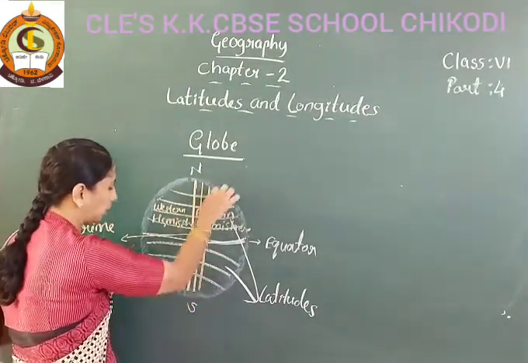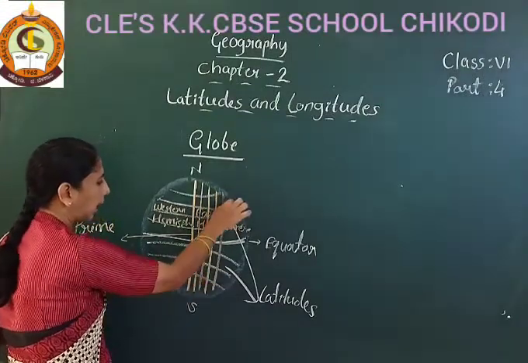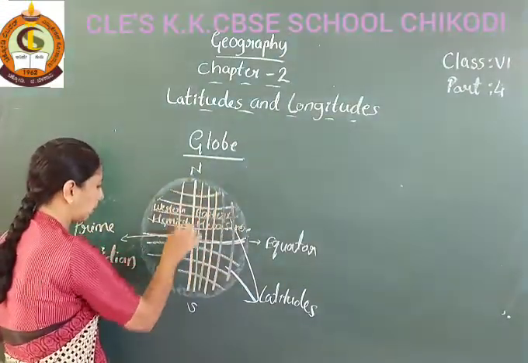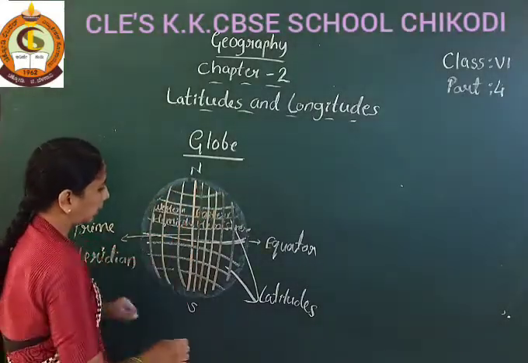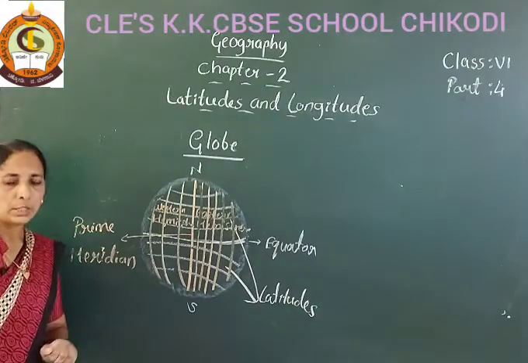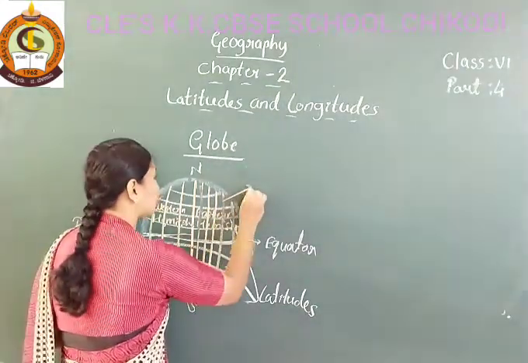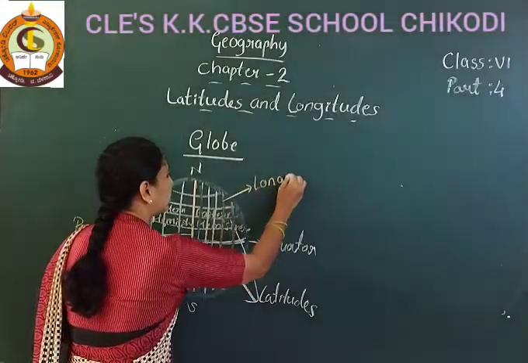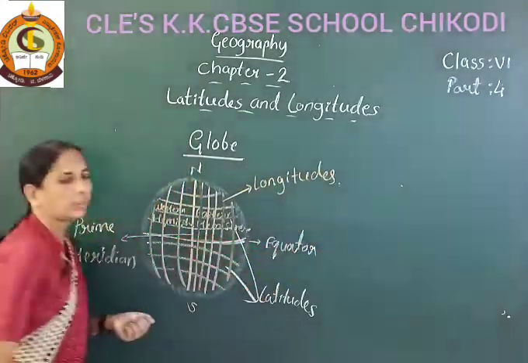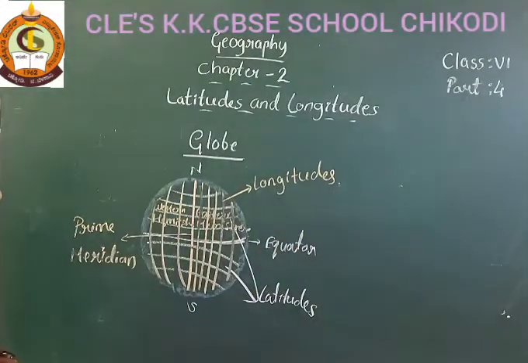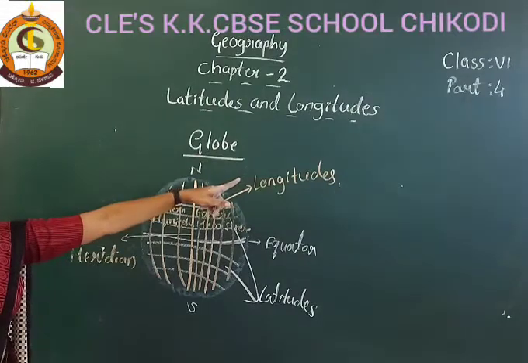Again, some imaginary lines are located here, and those are vertical lines. See here, this line present on the globe. These vertical lines are longitudes. Understood, student? These are the latitudes and the longitudes.